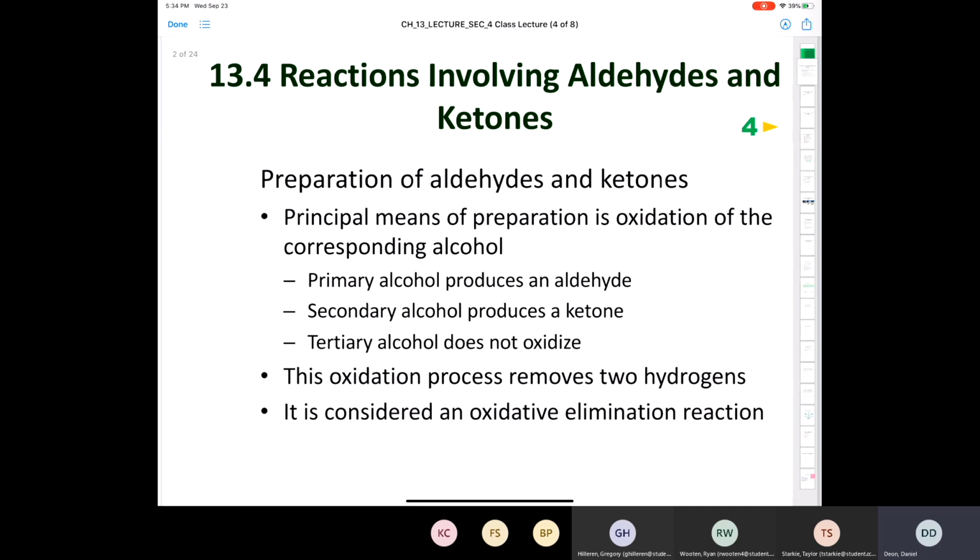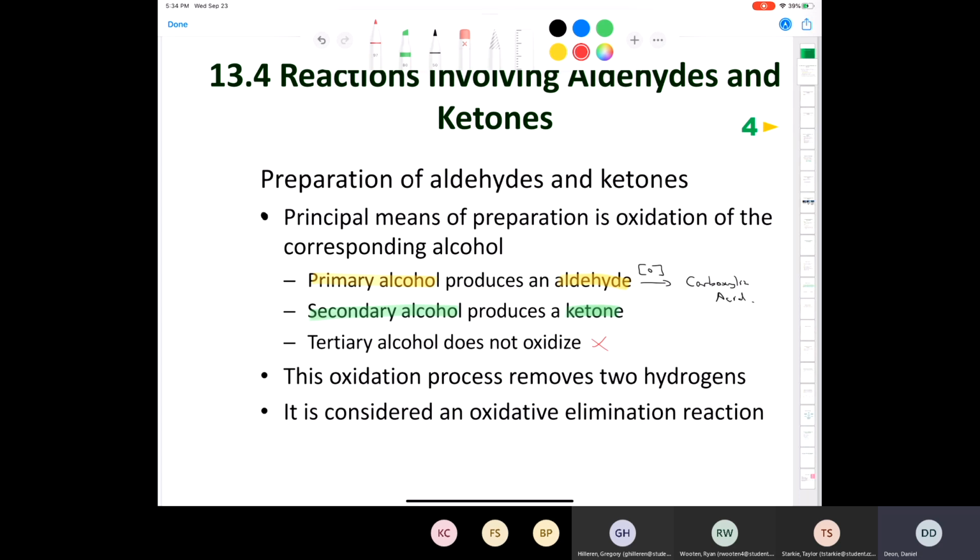It says here that the principal means of preparation of an aldehyde or a ketone is the oxidation of the corresponding alcohol. What do they mean by a corresponding alcohol? Well, if you take a primary alcohol and you oxidize it, you end up producing an aldehyde. Now, I've also told you earlier on in the class that an aldehyde can even be further oxidized to a carboxylic acid. So we'll put here carboxylic acid. Okay, and a secondary alcohol is oxidized to give you a ketone, whereas a tertiary alcohol does not oxidize at all. No oxidation will occur.